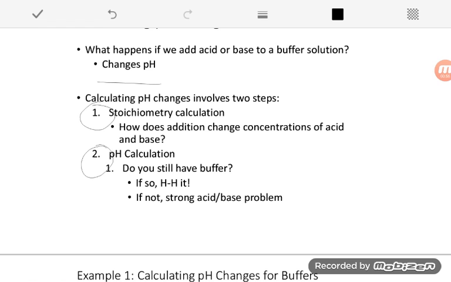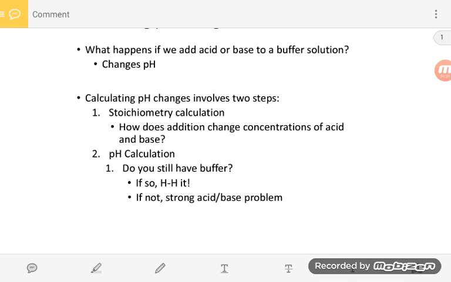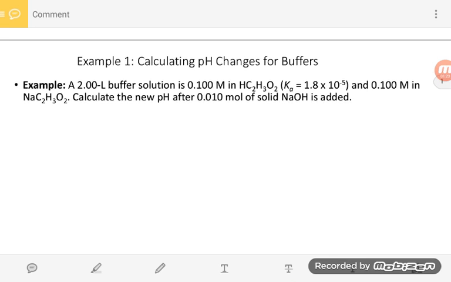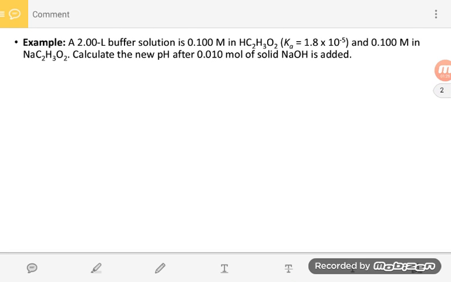Second part is a pH calculation. I need to see what I have after I've done my stoichiometry calculation. If I still have a buffer, I can just plug it back into that Henderson-Hasselbalch equation. But sometimes I add so much strong acid or base that I actually use up my buffer, and then I just have a bunch of strong acid or base left. Fortunately, we know how to get the pH of a strong acid or base, so that shouldn't be a problem. So let's look at an example of one of these pH change questions.